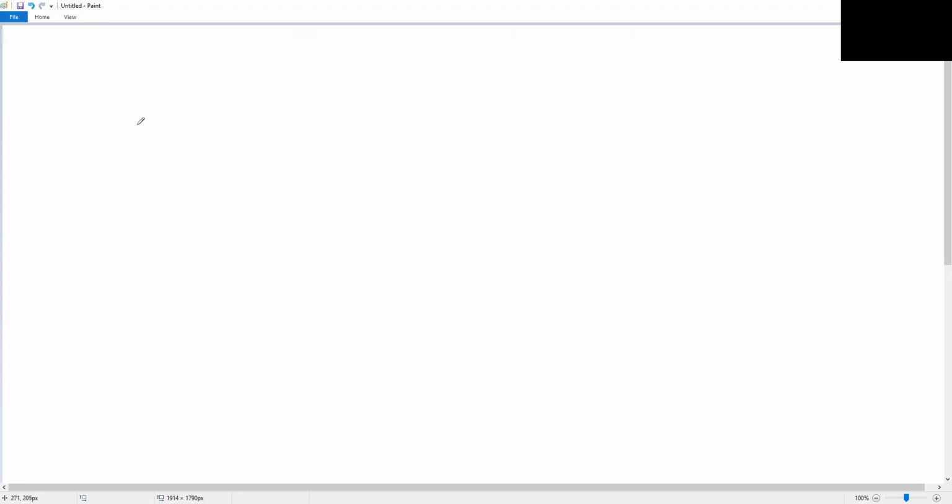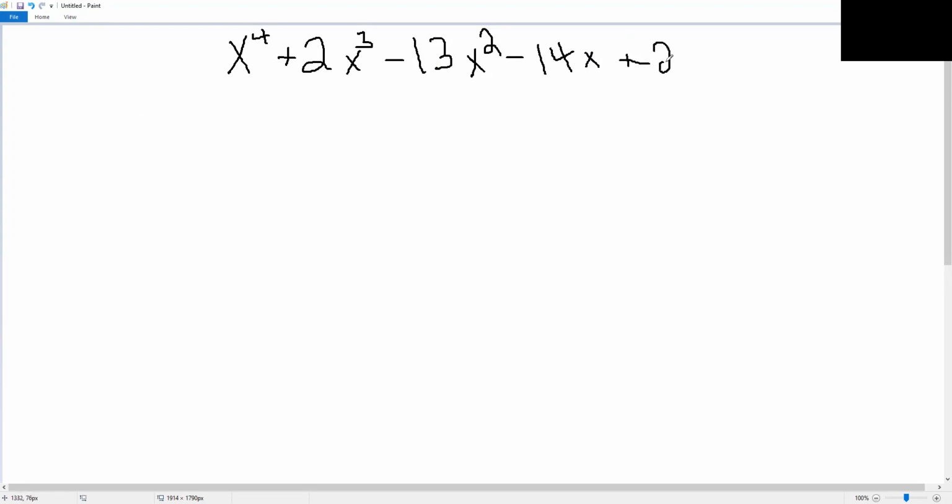Let's say that we have a polynomial that is x to the 4th plus 2x cubed minus 13x squared minus 14x plus 24 equals 0. That's big and long, but trust me, you'll like this.